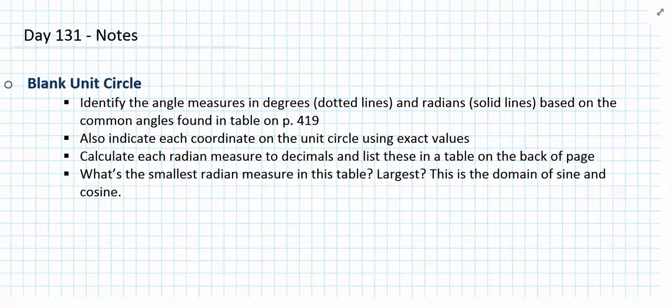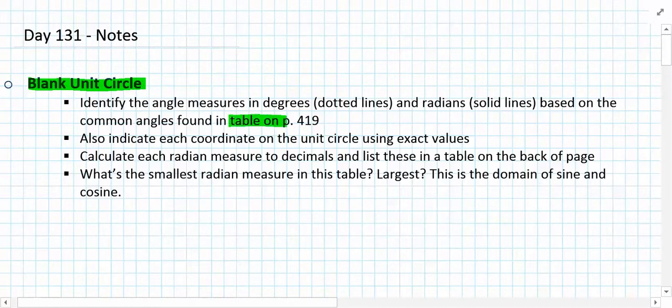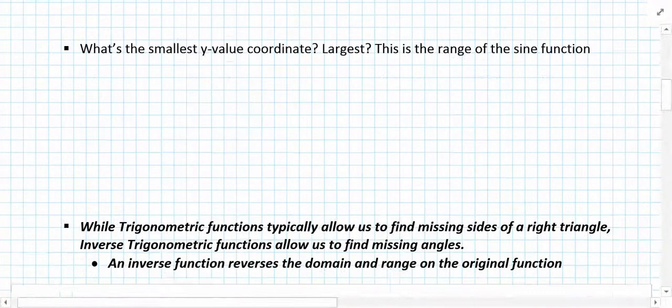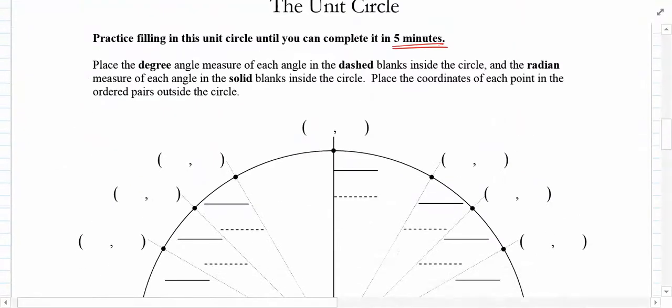Day 131, Notes Pre-Calculus. Today we're going to fill in information onto a blank unit circle, and we're going to use the data from the table on page 419 to help us do that. I'd like to identify the angle measures in degrees and radians, as well as the coordinate of each point that falls on the unit circle. We're going to do that using exact values. Then we're going to come back and answer some questions about this worksheet as well.